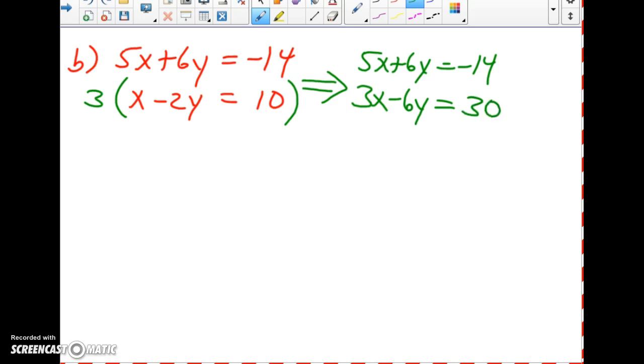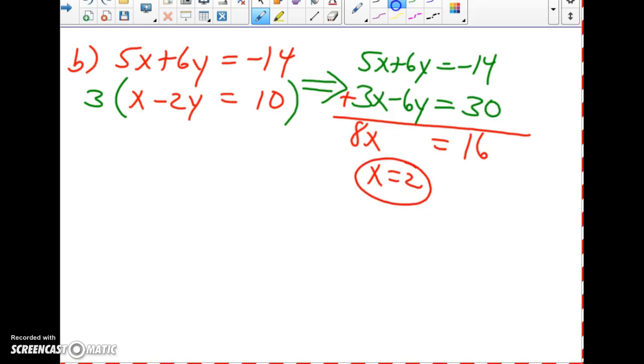Okay, what's the next step? Now you add them together, right? Now you always add them together. So now I'm going to add together. Okay, so how many x's will I get? 8 x's. How many y's will I get? None. They're eliminated. What's my numbers going to equal? 16. Okay, now what do? Divide by 8, and x equals how much? And x is 2. There's one answer right there.